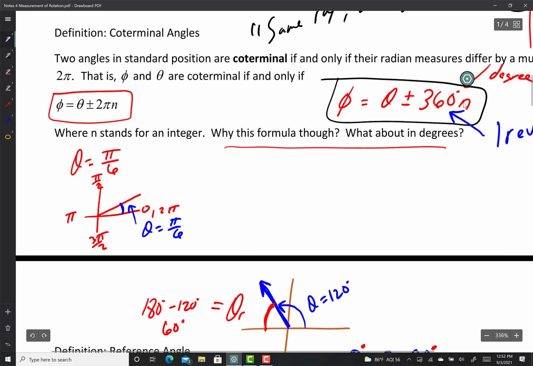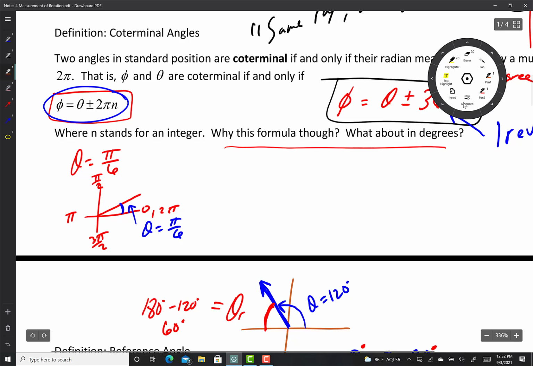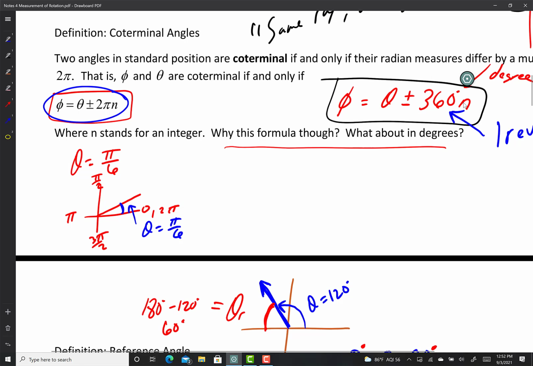Can you give me another coterminal to pi over 6? Well, yeah, I have this definition here. And that definition tells me that I can add 2 pi to it. And no one is freaking out because 2 pi just means 1 revolution. So if I add 2 pi to pi over 6, I will get a coterminal angle.